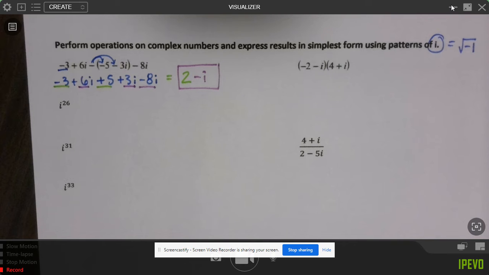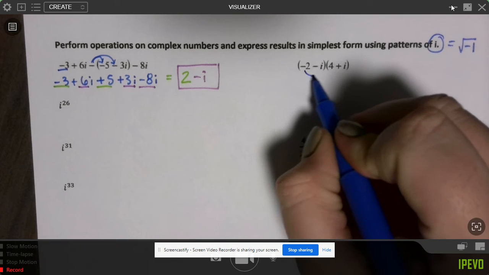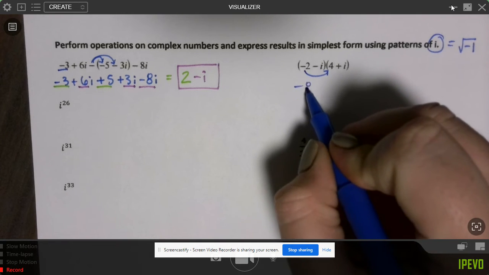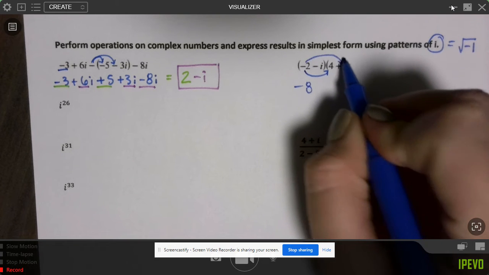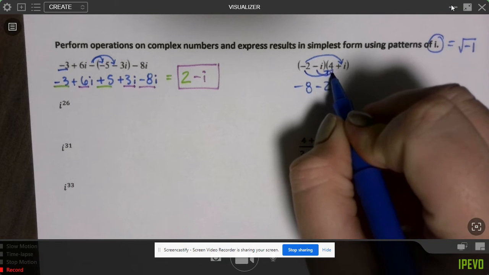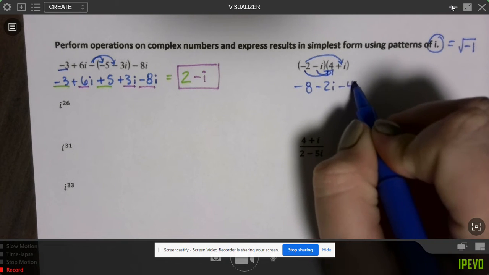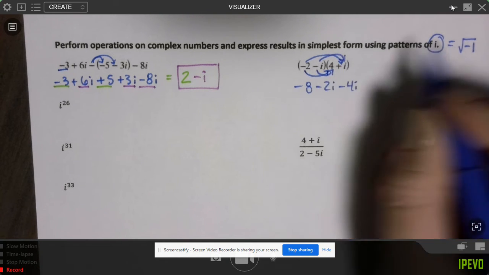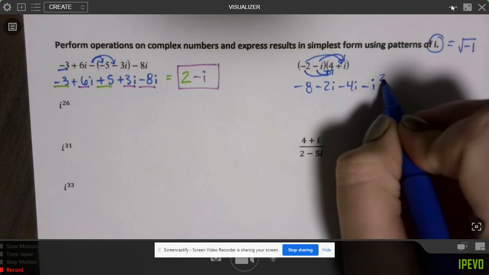When we multiply, we're going to FOIL just like it looks. So we're going to do -2 times 4. We're going to do -2 times i. We're going to do -i times a +4. And then we're going to do -i times a +i, which is -i squared.